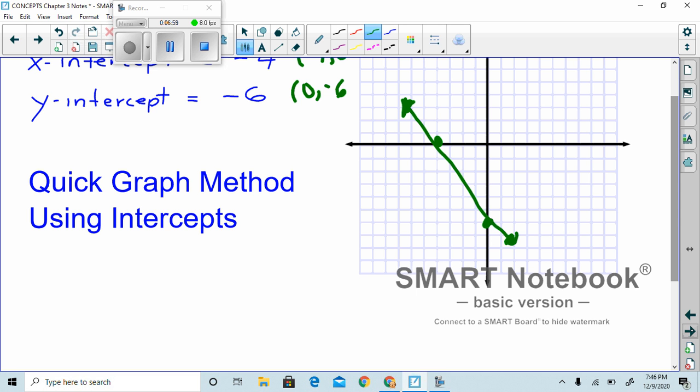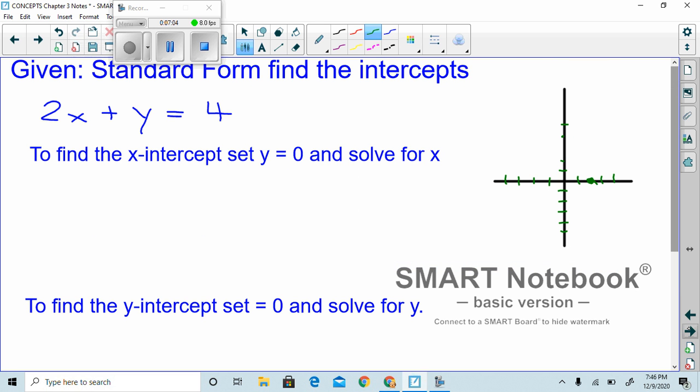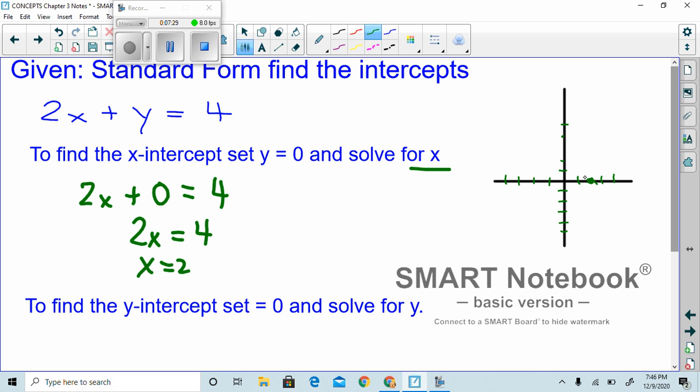However, there'll be times when you have to find your intercepts. So what does that mean if you need to find them? We're going to take them one at a time and set the opposite variable to 0. So now if I want to solve for my x-intercept, I'm going to put y as 0. And you're going to see that simplifies to 2x is equal to 4. So x is equal to 2. Go to my graph, and there's my x-intercept.